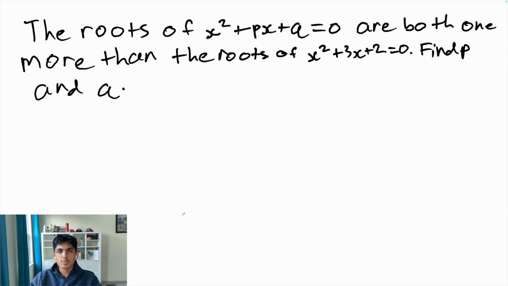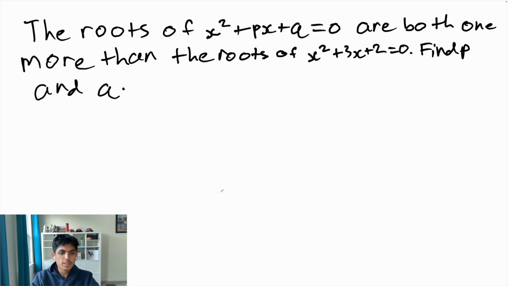All right, so now let's look at a more difficult type of example. The example that you see here might resemble an introductory AMC level problem. Basically, we're going to have to do a little bit more thinking, and problems like these we're going to try to solve a bit faster. So the roots of x squared plus px plus q equals 0 are both one more than the roots of x squared plus 3x plus 2 equals 0. So find p and q.